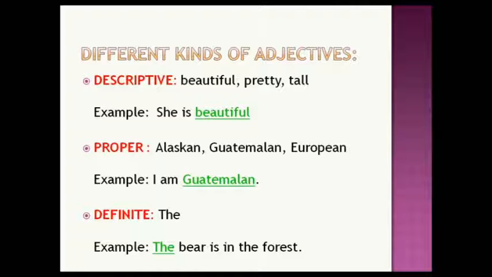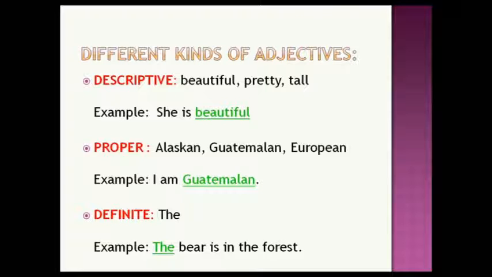So we have to continue with the definite adjectives. In this case, the definite adjective is not a specific word, but it depends on the context of the sentence.